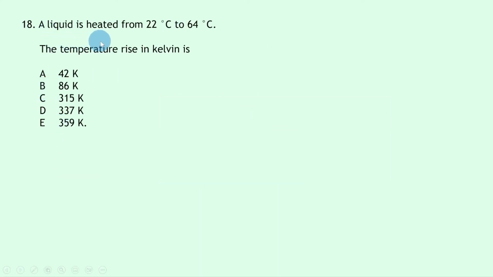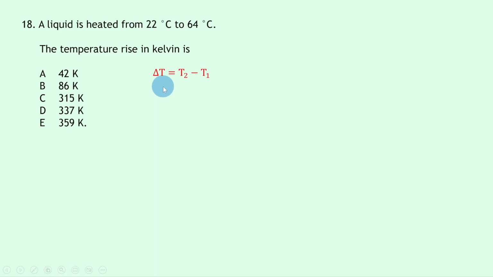Question 18 says a liquid is heated from 22 degrees Celsius to 64 degrees Celsius. The temperature rise in Kelvin is... Well, to do these questions, you need to remember that a change of 1 degree Celsius is the same as a change of 1 Kelvin, i.e. the size of the units are equivalent. So that means to find the temperature change in Kelvin, we just need to find the temperature change in degrees Celsius, and that will be equivalent.